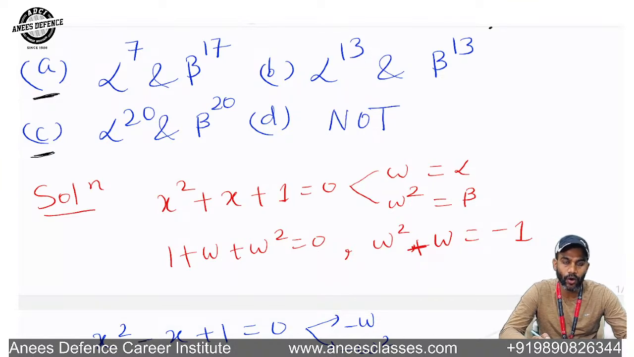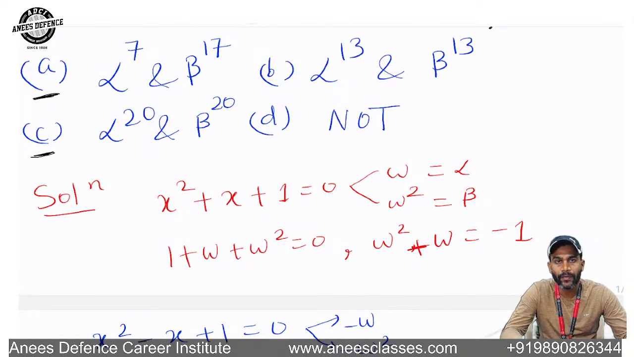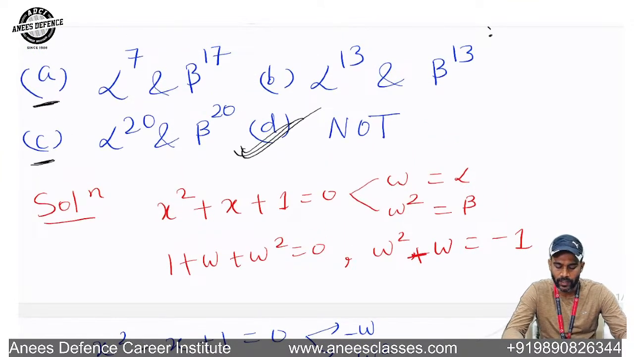Because if you take any power of omega or omega square, it will be either omega or omega square, or if it is a multiple of 3, maybe it becomes 1, but it may not become minus omega or minus omega square ever. Yes or no? So it means A, B, C, all options are wrong. So the answer would be D. Very easy. So in this question, you are supposed to know only one thing.